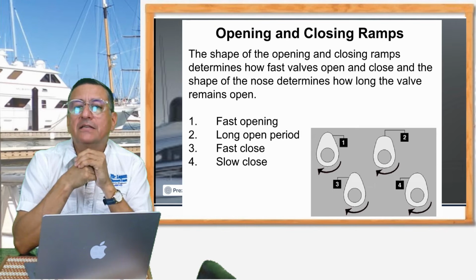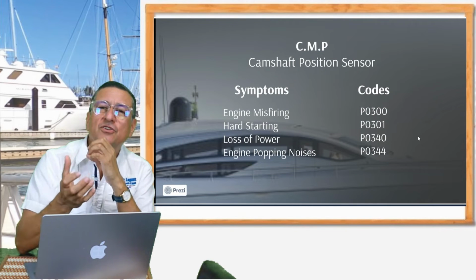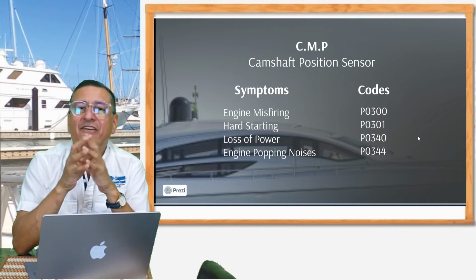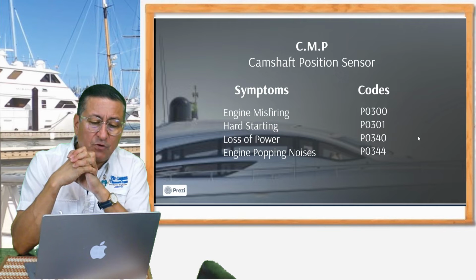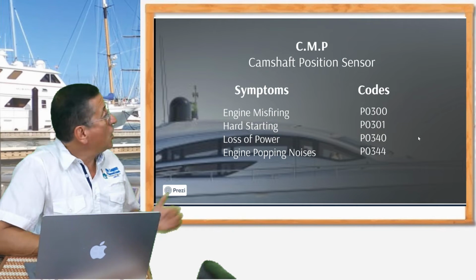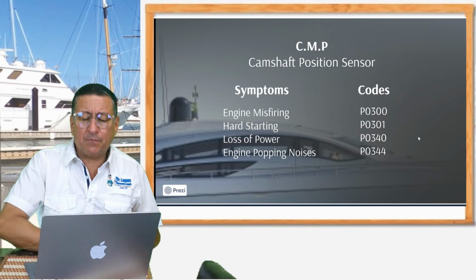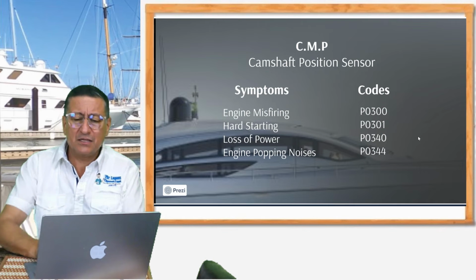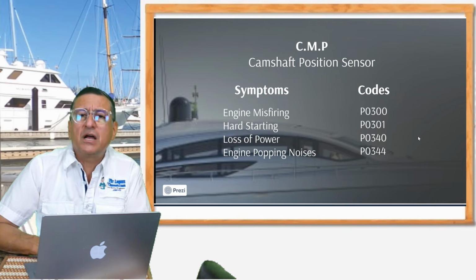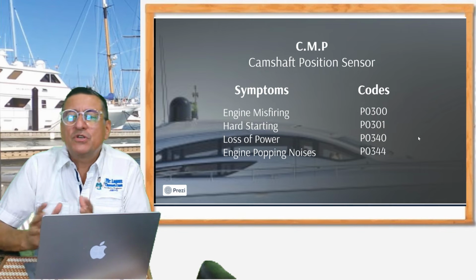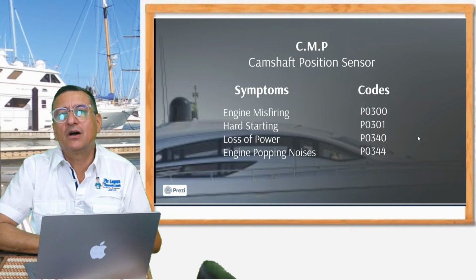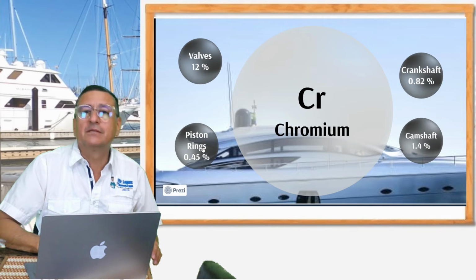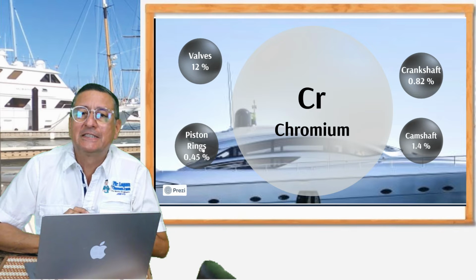In that particular case, you have misfiring, you have a detonation, you have explosions. It's like the timing is affected. And also, you have a hard start, loss of power, and probably noise. Those are the codes, P0300, 301, 340, and 344. Those are the most common codes related with problems on the camshaft. Great. What happens if the problem is on the piston rings?